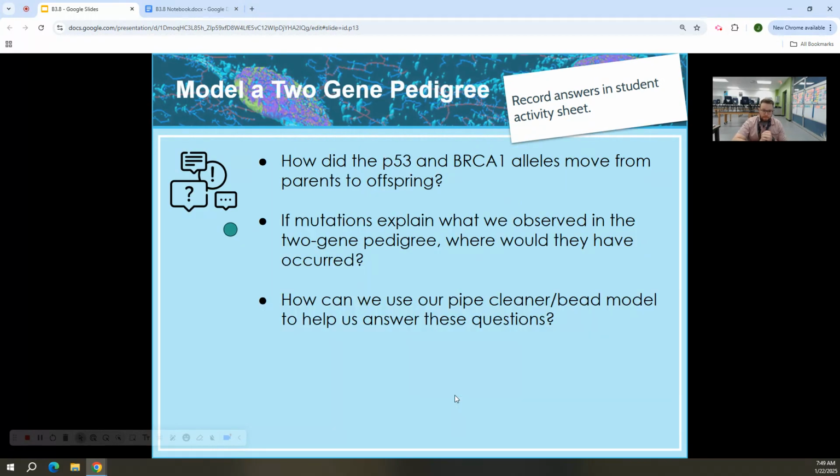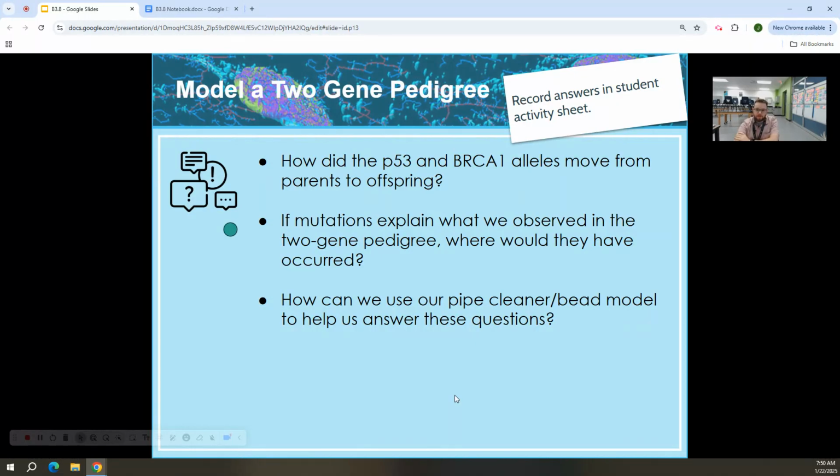Okay. So how did the p53 and BRCA1 alleles move from parents to offspring? If mutations explain what we observed in the two-gene pedigree where they have occurred, how can we use our pipe cleaner bead model to help us answer these questions?